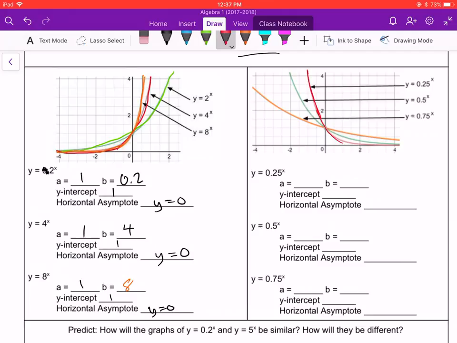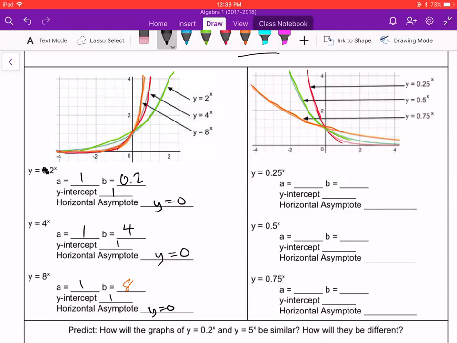If it's a little higher decimal, like 0.5, notice how the graph is going slower. And 0.75, decreasing slower as well, okay? So that changes how it is. Like the smaller the fraction, closer to 0, the faster it's actually decreasing, okay?